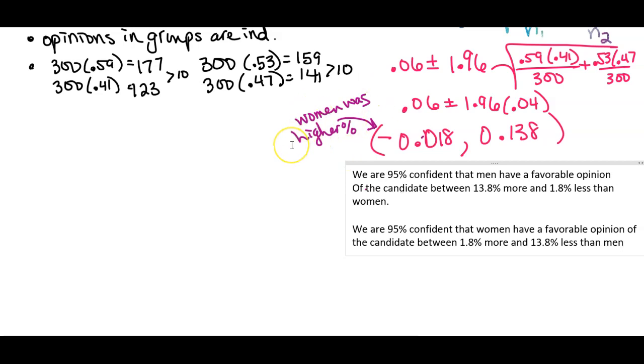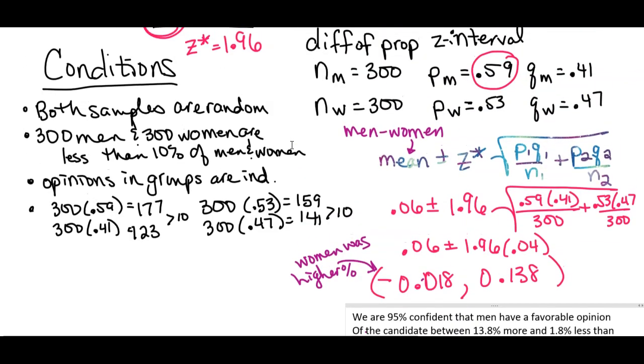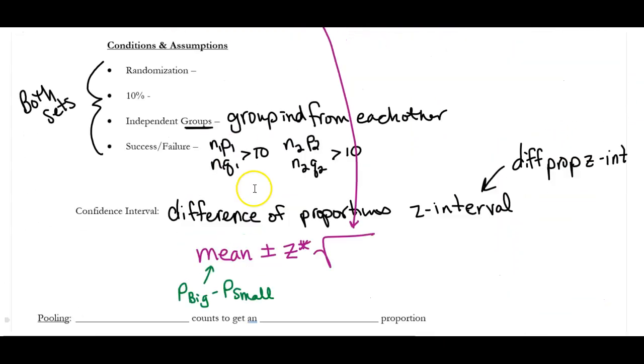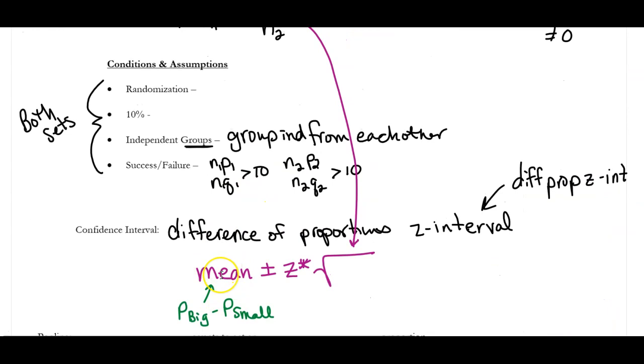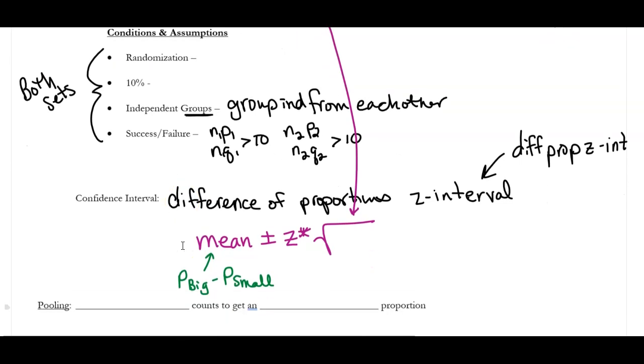So with confidence intervals, you've done a lot of this before. The biggest difference now is that when you find the mean, you do that by subtracting the two proportions. Make sure to check your conditions, list all your parameters, and then you just use your formula and interpret.